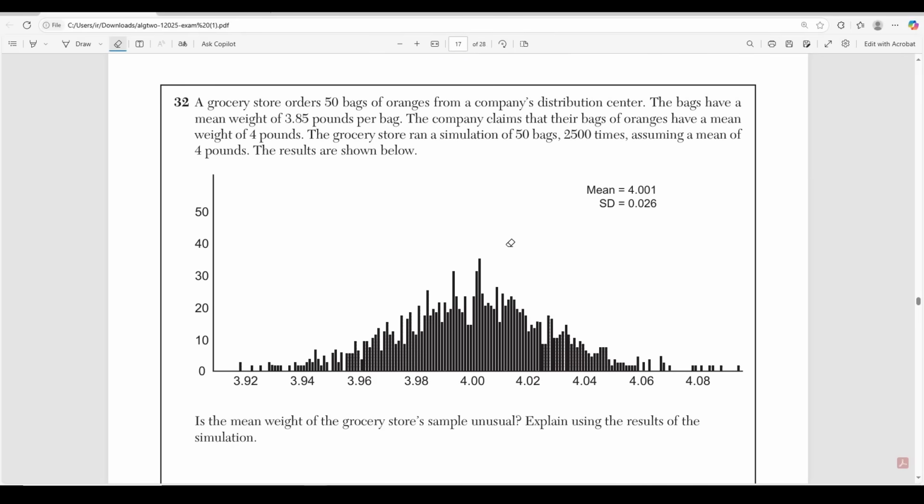Number 32 says a grocery store orders 50 bags of oranges from a company's distribution center. The bags have a mean weight of 3.85 pounds per bag, and the company claims that their bags of oranges have a mean weight of 4 pounds. Okay?